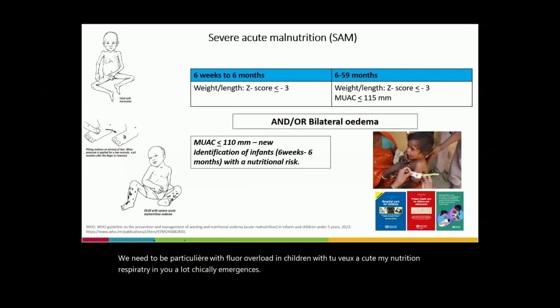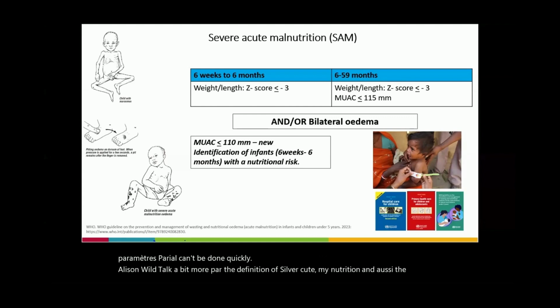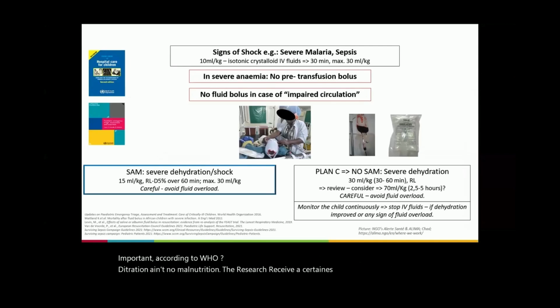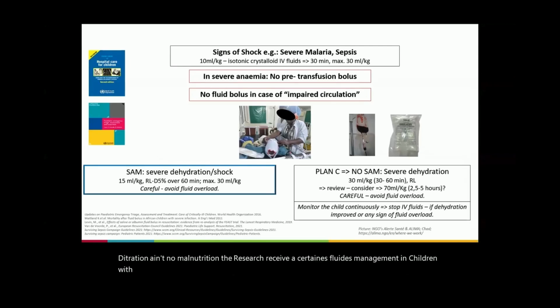A quick assessment of nutritional status can be done in an emergency department. Weight for height or weight for length will take a bit more time, but a mid-upper arm circumference can be done quickly. Alison will talk a bit more about the definitions of severe acute malnutrition and also the new use of MUAC in children under 6 months. Importantly, a child with severe dehydration and no malnutrition will receive a certain fluid management. In children with severe acute malnutrition, we are more careful.